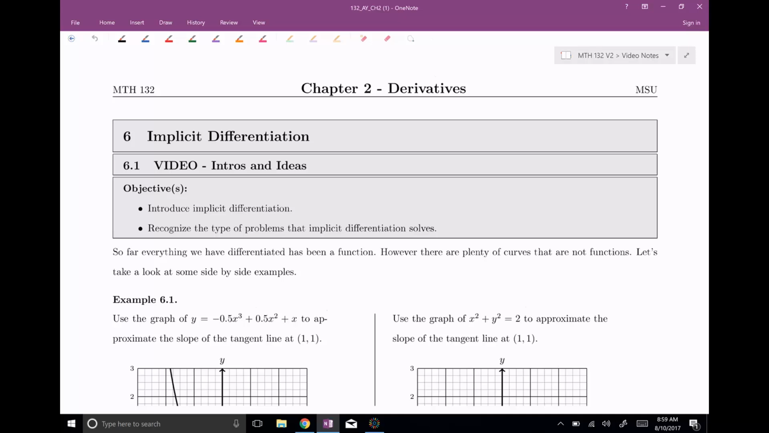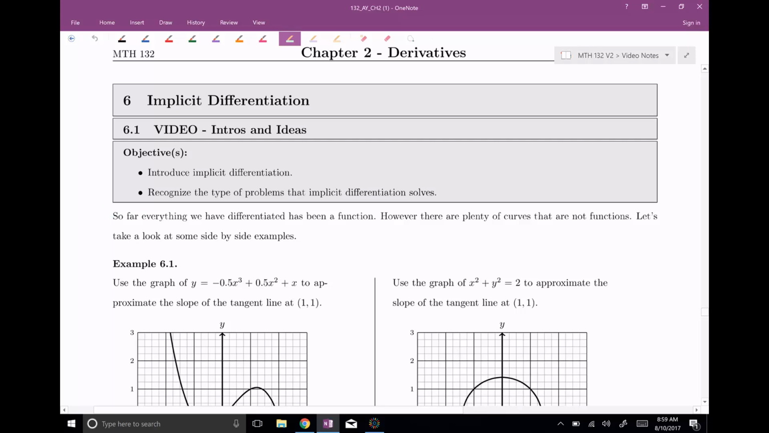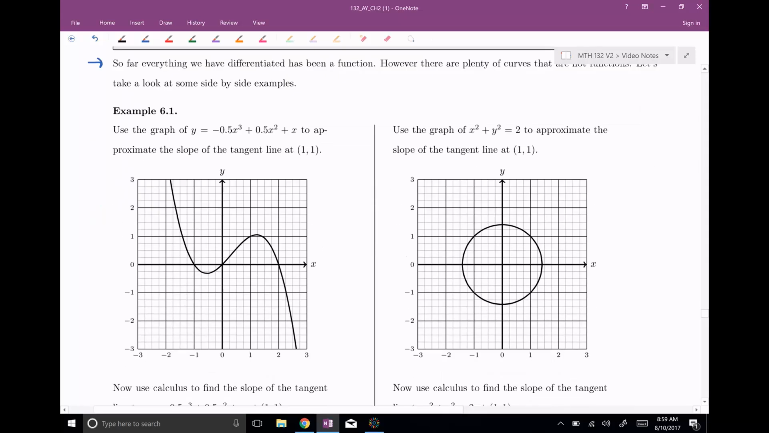So the claim is, so far everything that we have differentiated, taken the derivative of, has been a function. But there are plenty of curves out there that aren't functions. So I wanted to go through a side-by-side example here. You can see that this curve right here is a function. Just by looking at it, I can see that it passes the vertical line test. Remember, the vertical line test was this thing to determine, from a graph, is the curve a function or not? Can you solve it, y equals something as a function of x?